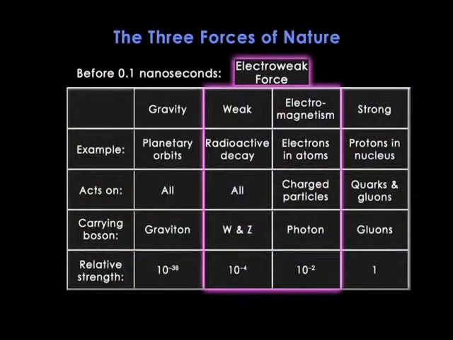So returning to the early universe, it turns out that in the exceedingly hot environment, the nature of these forces was different. For example, before 0.1 nanoseconds, the electromagnetic and weak forces were blended into a single force called the electroweak force. So prior to that time, there were really only 3 forces. So let's put this electroweak transition on our time-temperature diagram.